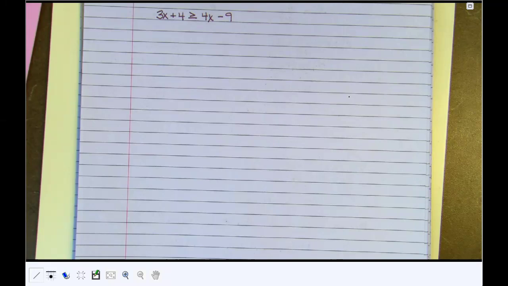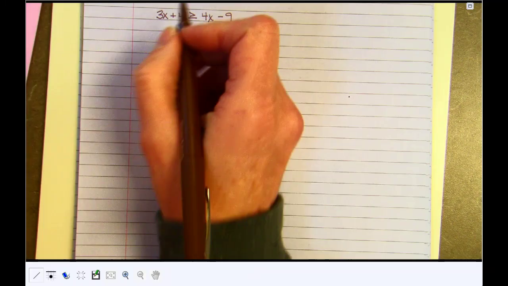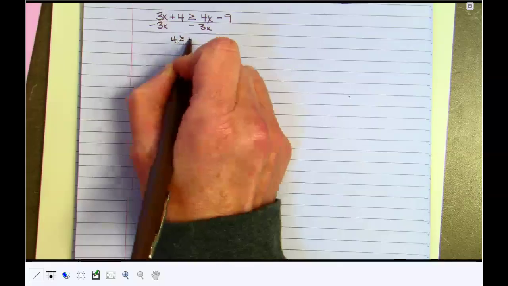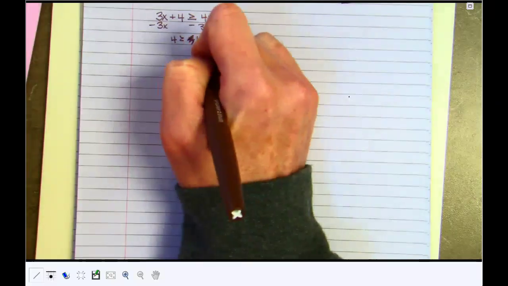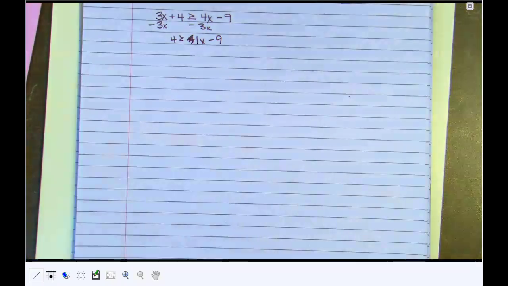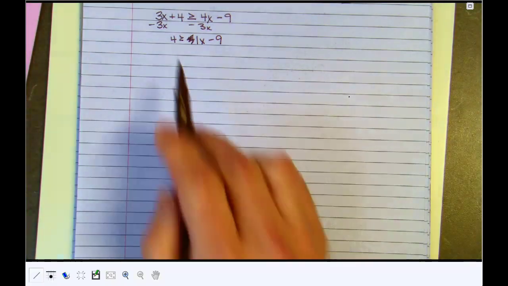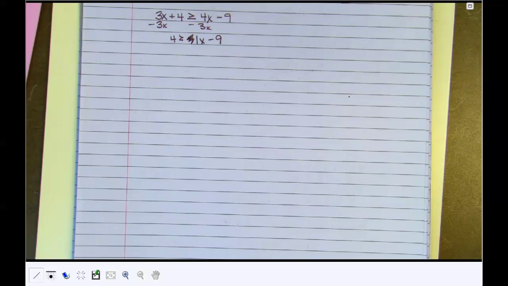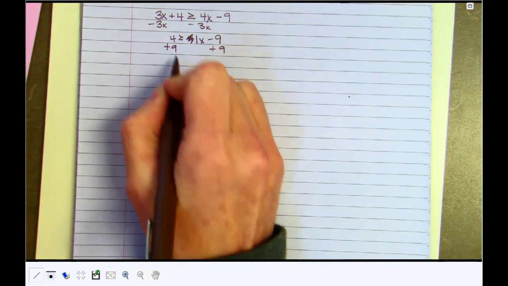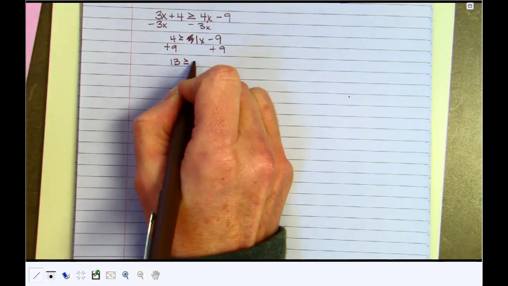What are you going to do first? Minus the 3x. Okay. I would probably not do that, but that's okay. We'll minus the 3x. I did plus the 4x. You can't plus the 4x. You would have to minus the 4x. No, that minus goes with the 9. Okay, now, no choices here. What do you need to do? Plus 9. So 13.